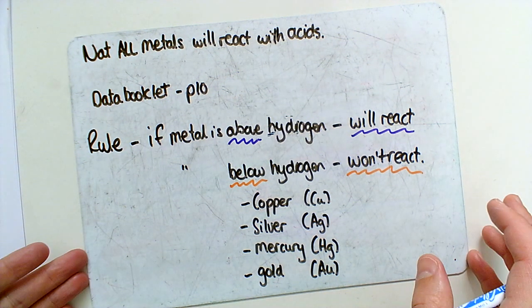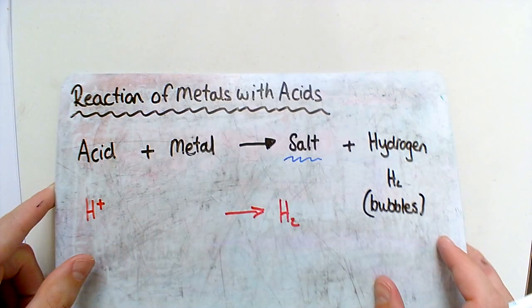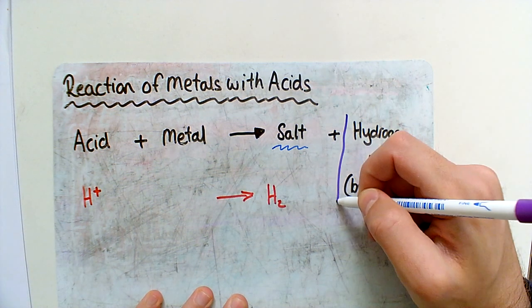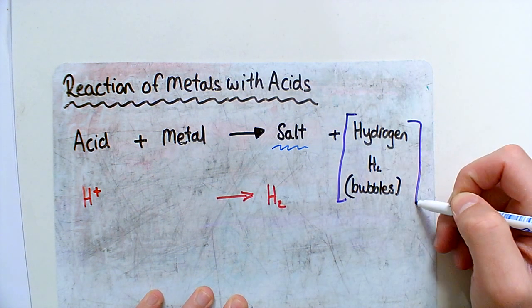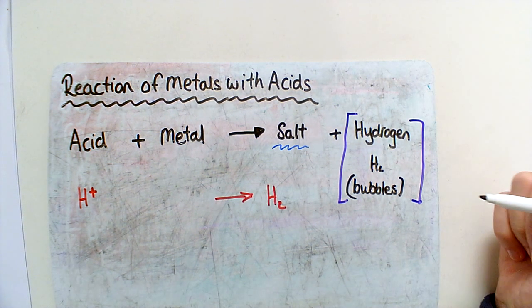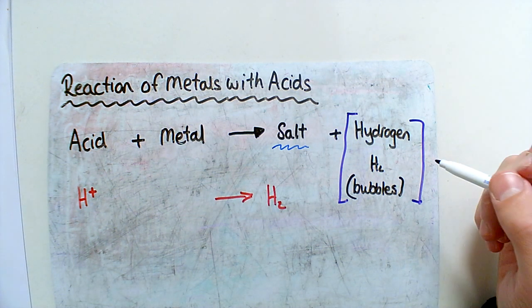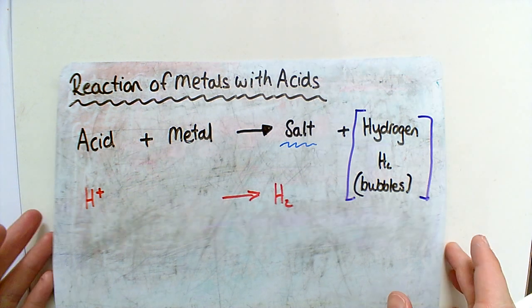There's one final thing we need to do for this part of the course, and that is we need to work out how do we prove that whenever we do this reaction, the gas that we get is hydrogen. And we need to know a test for hydrogen gas.